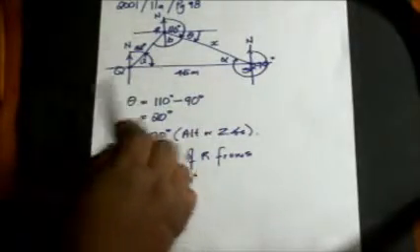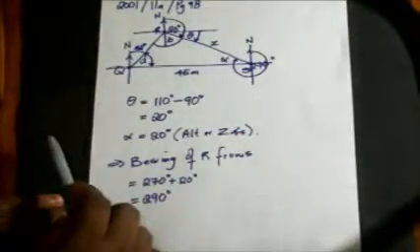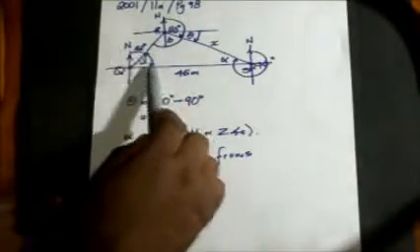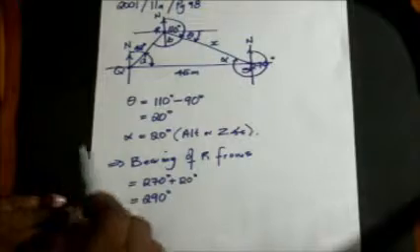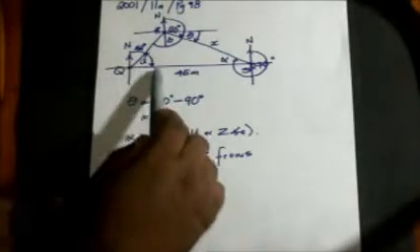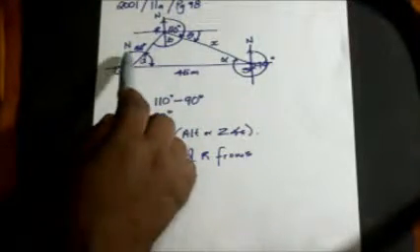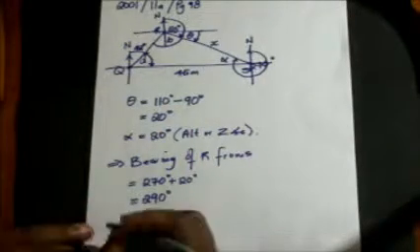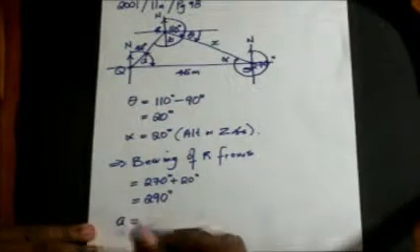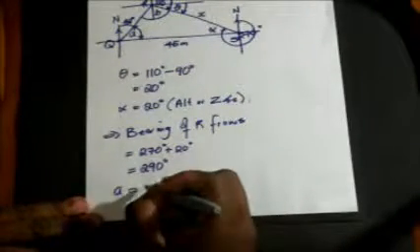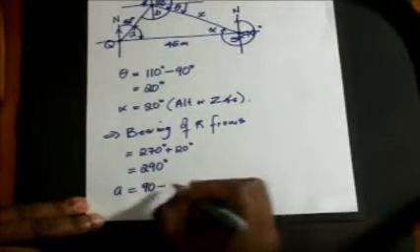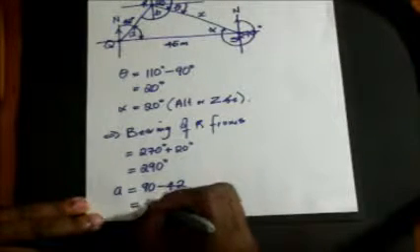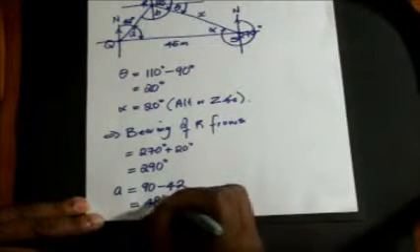If you look carefully, we can see that this is a north-south line, and this is the east-west line. The angle between north and east is 90 degrees. Therefore, this 90 degrees is divided into two angles, 42 and A. It means that A is equal to 90 minus 42, so A is equal to 48 degrees.